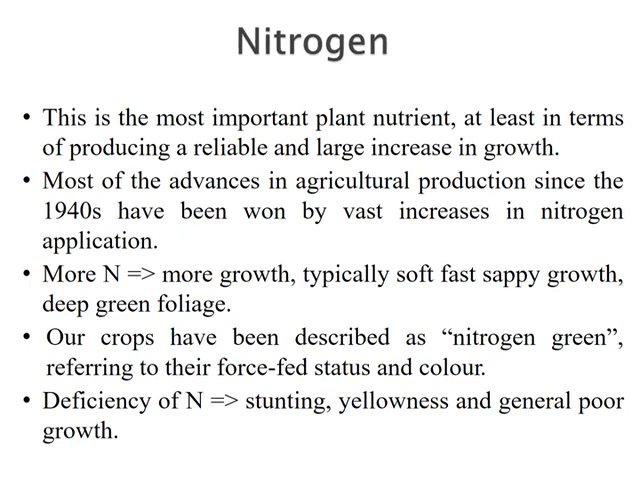Most of the advances in agriculture production since the 1940s have been won by vast increases in nitrogen application. More nitrogen is equal to more growth, typically soft, fast, sappy growth, deep green foliage. Our crops have been described as nitrogen green, referring to their force fed status and color. Deficiency of nitrogen results in stunting, yellowness, and general poor growth.